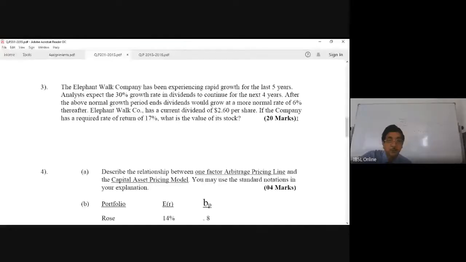Yes, only 6%. And that is the dividend amount, and that is D1 divided by K minus g. K is 17%, g is 0.06. And this is the price at the end of the fourth year, and it has to be present valued, so therefore we have to multiply it with 1.17 to the power 4. So this is the answer.